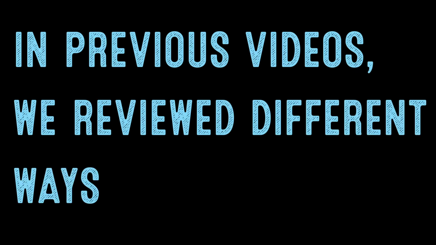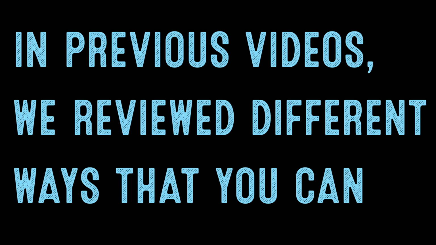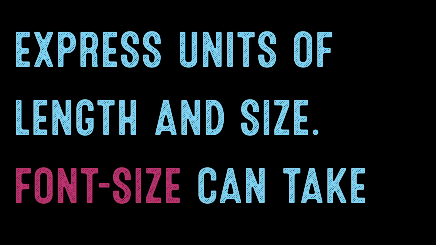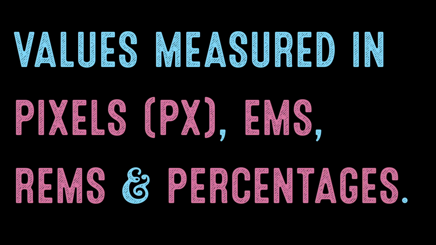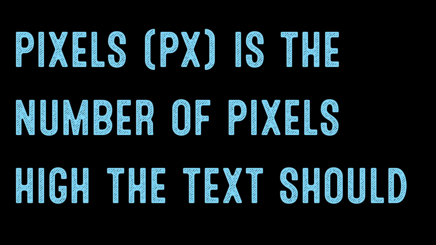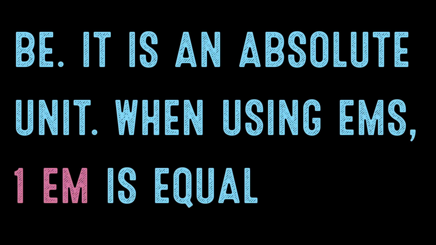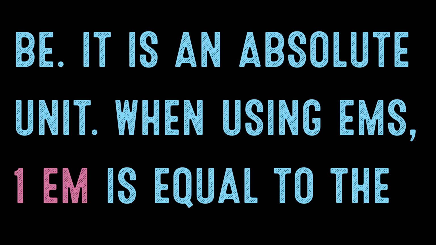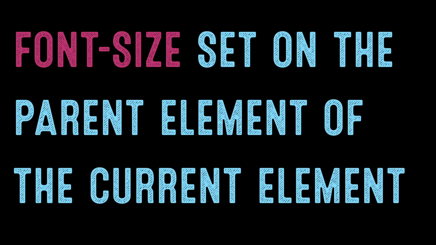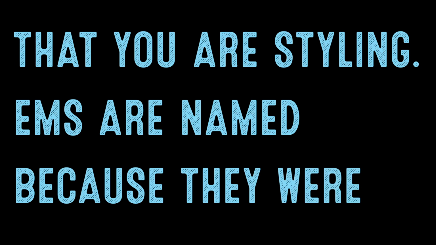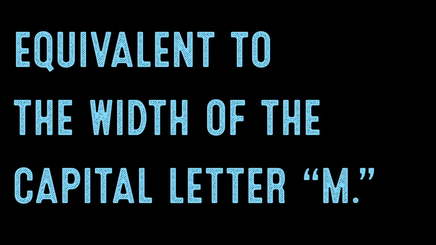In previous videos, we reviewed different ways that you can express units of length and size. Font size can take values measured in pixels, ems, rems, and percentages. Pixels is the number of pixels high the text should be. It is an absolute unit. When using ems, 1 em is equal to the font size set on the parent element of the current element that you are styling. Ems are named because they were equivalent to the width of the capital letter M.